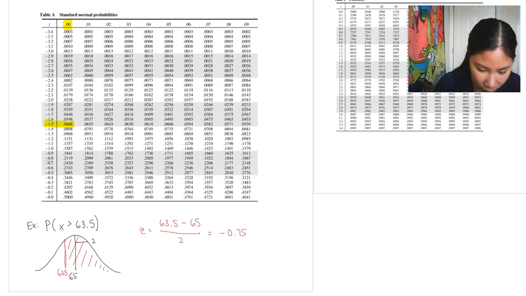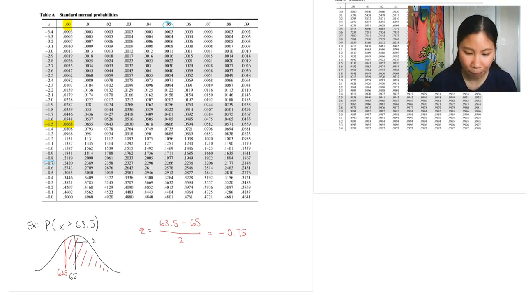And that's right here. Our second decimal place is the 5, so that's this column here. Where they crisscross right here will be the number we use for our answer. So the z-score of negative 0.75 corresponds to 0.2266. But remember, our Table A only tells us areas to the left.